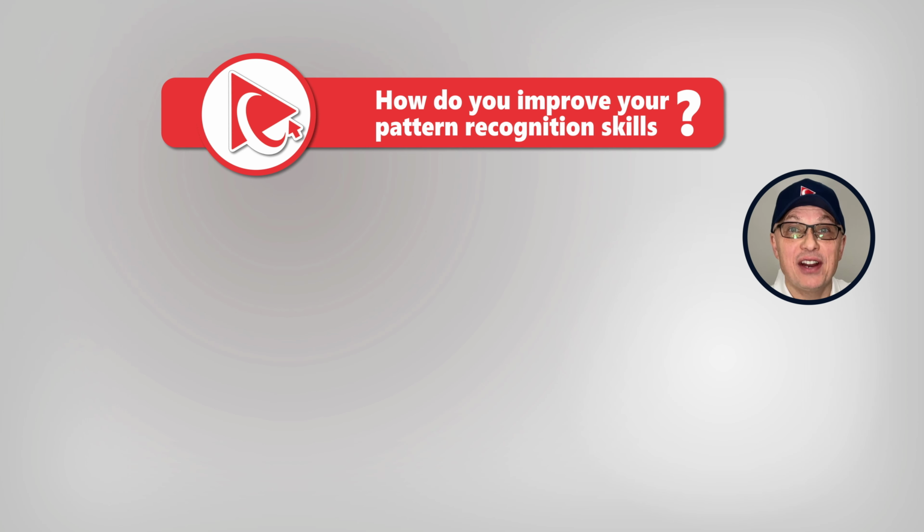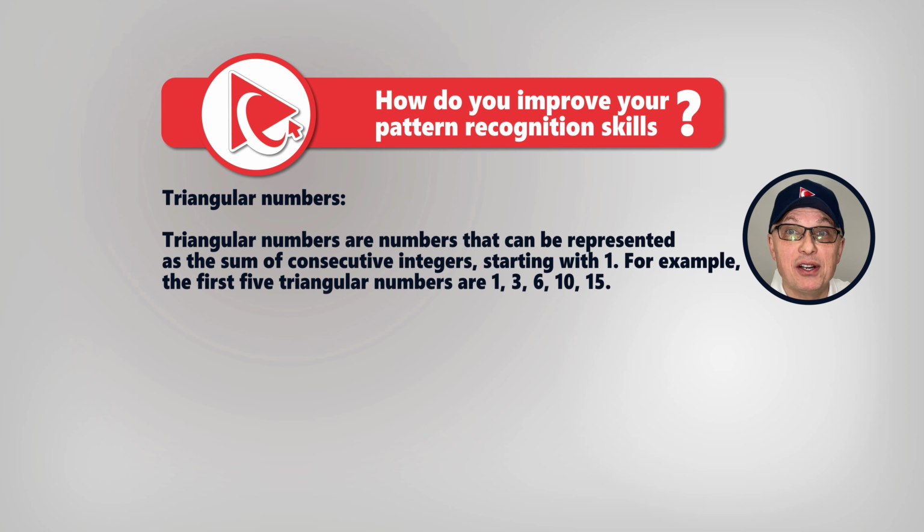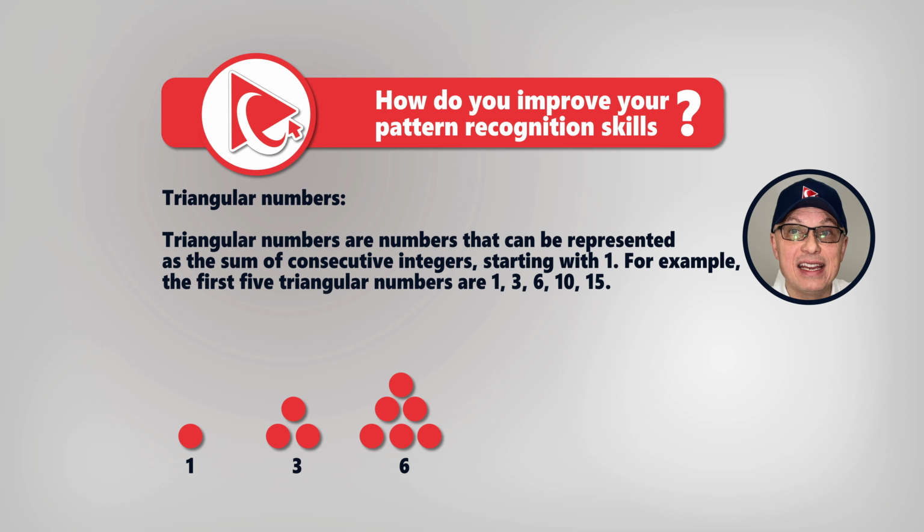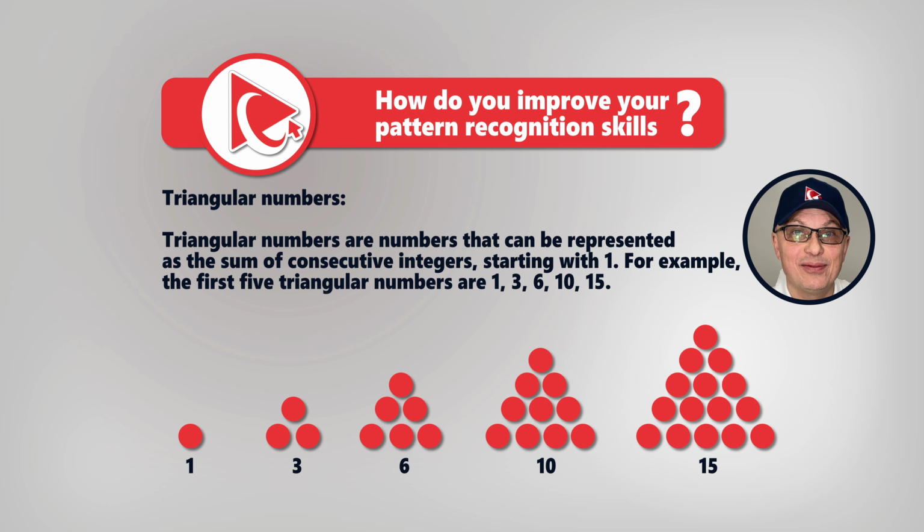Let's start with triangular numbers. Triangular numbers are the numbers that can be represented as a sum of consecutive integers starting with 1. For example, the first 5 triangular numbers would be 1, 3, 6, 10, and 15.